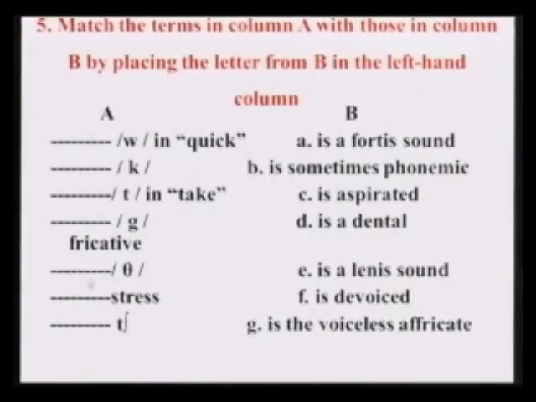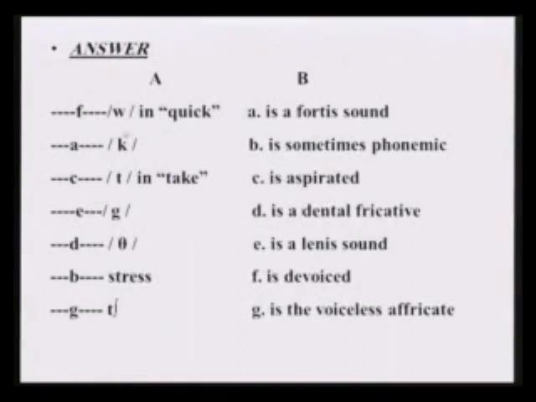Okay, match the terms in column A with those in column B by placing, okay, you know the matching. ادي spaces فاضية وادي letters, the spacing. F is devoiced, معناها ان w in quick is devoiced. Quick, quick. It loses the voice. The w loses the voice. Quick, quick. So we choose F.